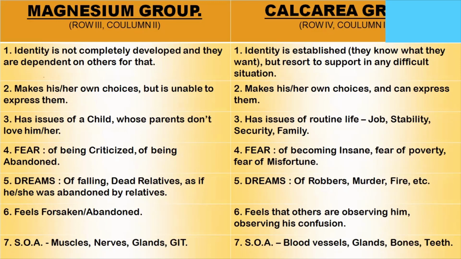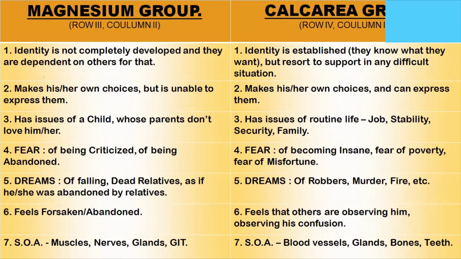The issues of the child will be that parents don't love them. They are abandoned likewise. In case of Calcarea, the issues will be of routine life, job, security, health, task and family. In magnesium, they fear becoming criticized, abandoned. In case of Calcarea, their fear is becoming insane, fear of misfortune, fear of poverty. So the issues will be about poverty, security. Here it is about being criticized, abandoned. And the dreams also, likewise.